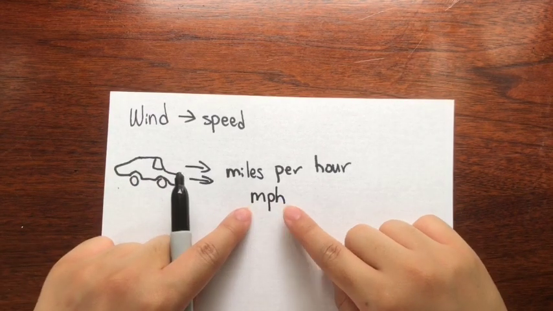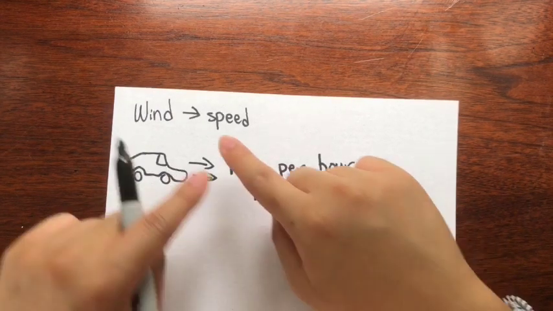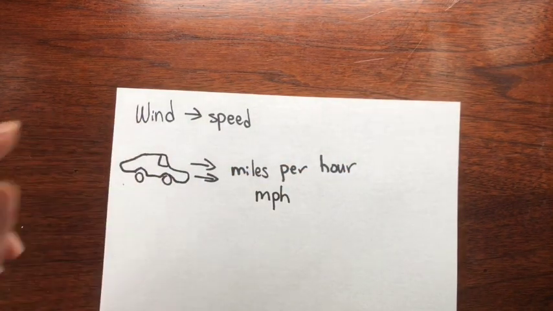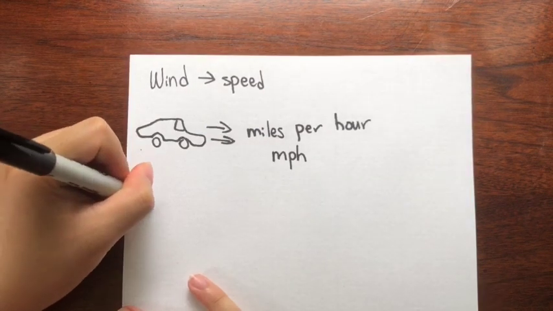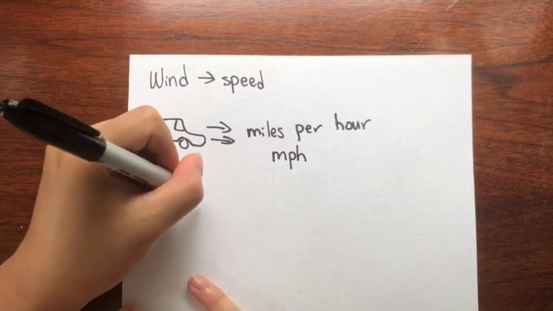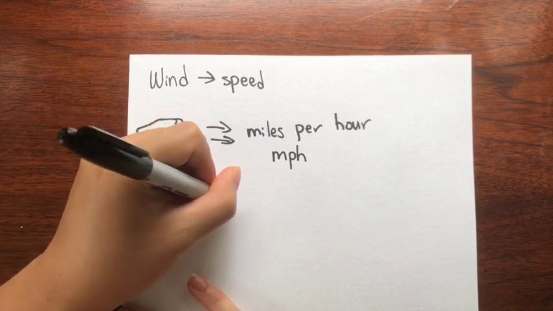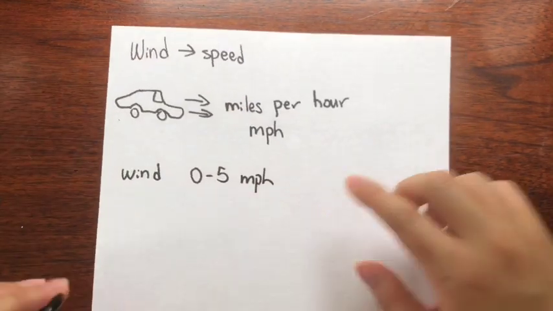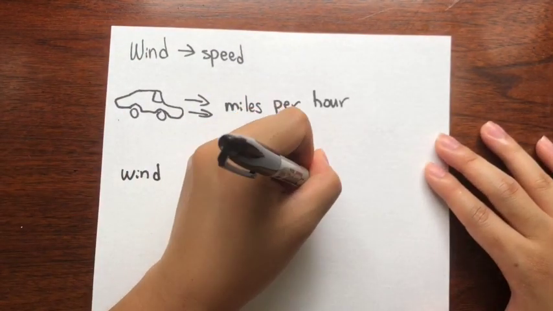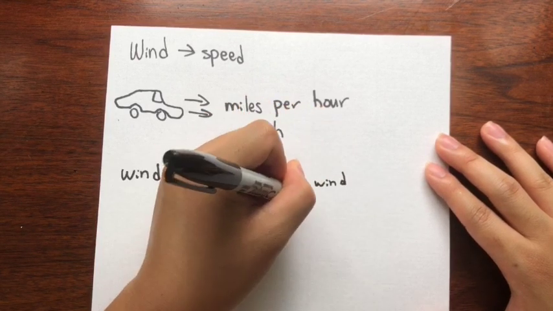We use the same measurement when we talk about wind. How fast is the wind going? So if the wind is 0 to 5 miles per hour, we can say there's no wind or just a little.